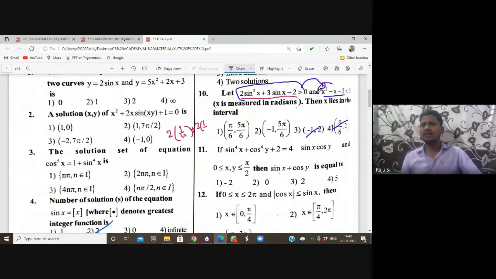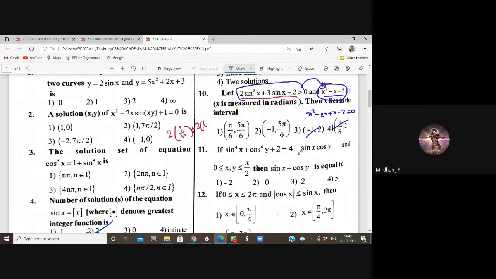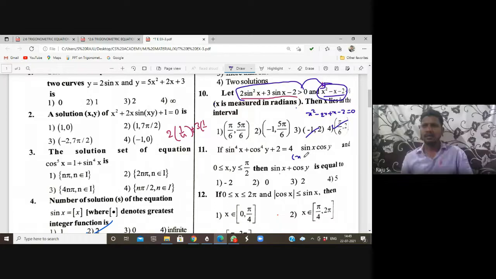So now you can solve. Why don't you solve this second equation? x square minus 2x plus x minus 2 is equal to 0. From this, it is less than 0, not equal to 0. This is (x minus 2) into (x plus 1), shall we write like this? Yes, we can write. Am I right?